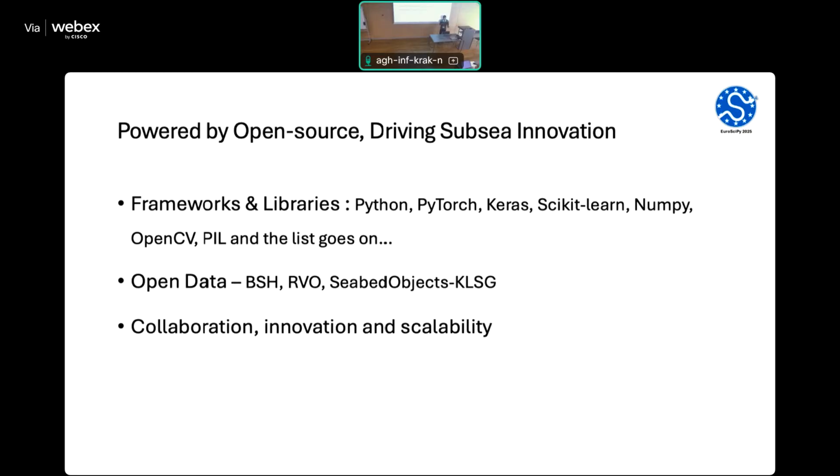So from the German BSH authority, from the Dutch RVO, and the Seabed Object KLSG dataset from China, they have helped to train some of these optical image based machine learning models to come to acoustic images, to solve problems in acoustic imaging. Now what it all highlights is collaboration, innovation and scalability. This is what makes this kind of work important. Thank you so much for hearing my thoughts here, and I'll be happy to take your questions.